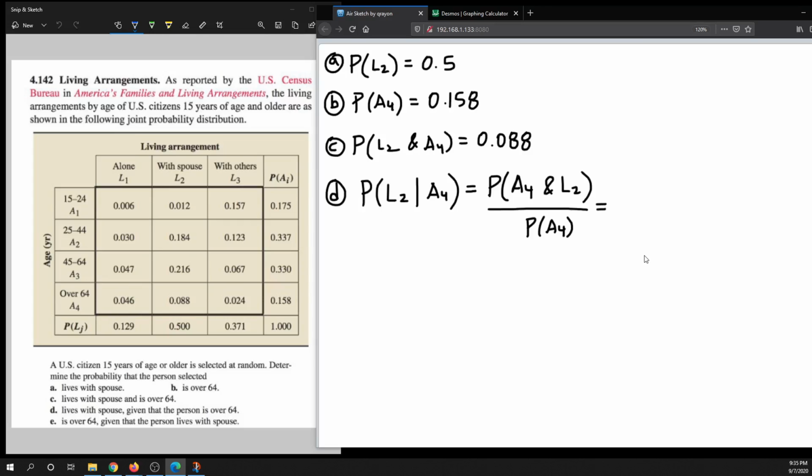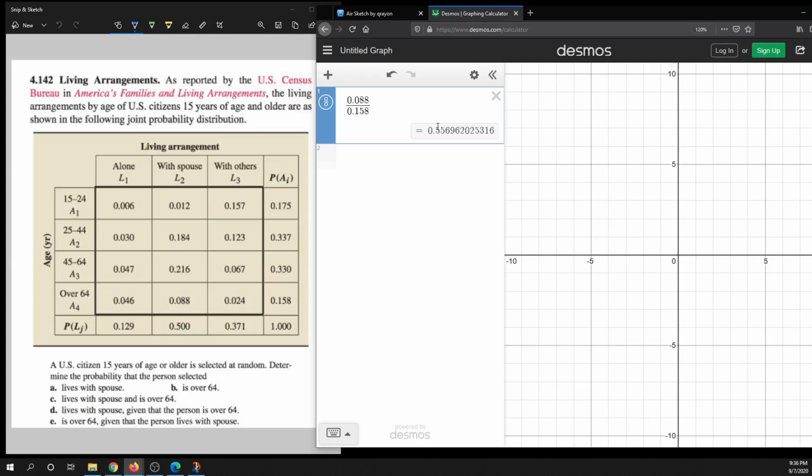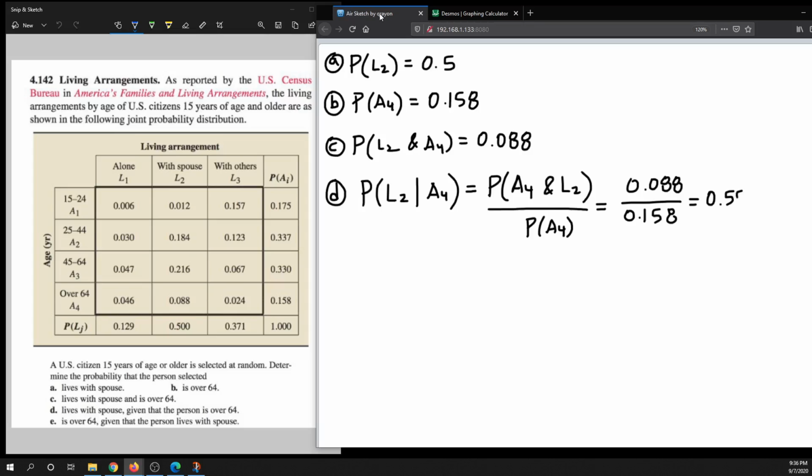And these things we've already calculated. The probability of A4 and L2 is the same as the probability of L2 and A4. It's just what they have in common. We've already calculated that out, and we know that it's 0.088. And we know that the probability of A4 is 0.158. And so now all we need to do is to calculate that out. So 0.088 divided by 0.158 gives us 0.557 to 3 decimal places.